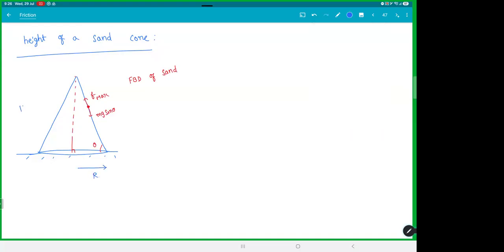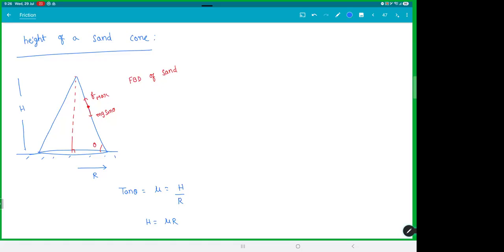This radius is r and this height is h. So we get from here tan theta is equal to mu, the angle of repose. That is the maximum limit you get, and tan theta is also equal to h by r. So this is the relation between the height of the sand cone and the radius of the cone. It means if you use very smooth sand, the friction is very less. To get 1 meter height, if you take 1 meter radius, you get only 10 centimeter height.